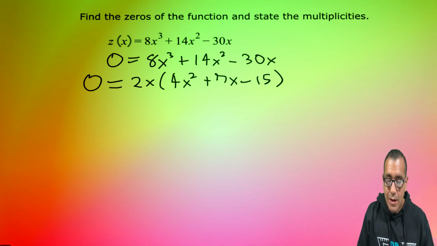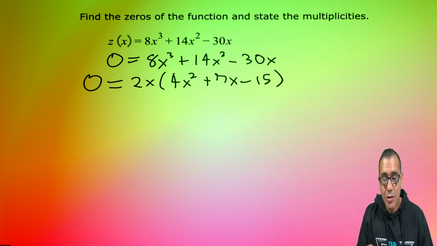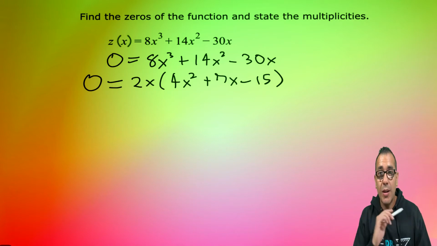All right, how did we get that? When we factor this out, remember, you're just dividing each one of these terms by 2x. 8 divided by 2 is 4. 14 divided by 2 is 7. Negative 30 divided by 2 is negative 15. And if you want to check your work, distribute, and you better get back what you started with.